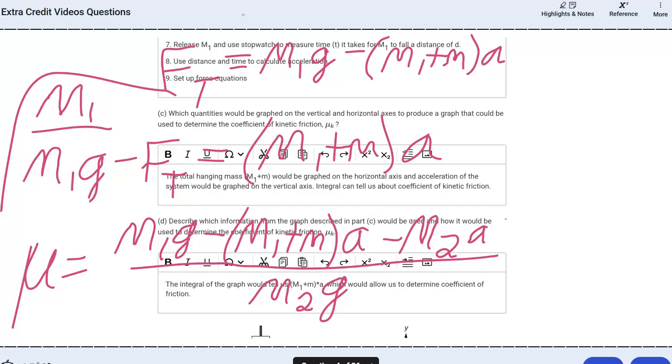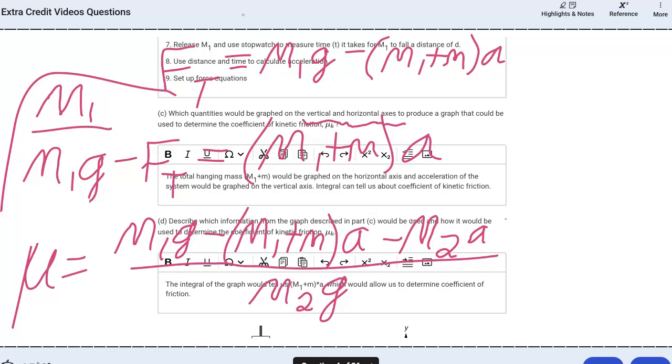So then we can set up our force equations. We can figure out mu, and then we're going to perform multiple trials with different masses, record acceleration for each trial, and then we can plot our values on a graph. And then it says which quantities would be graphed on the vertical and horizontal axes to produce a graph that could be used to determine the coefficient of kinetic friction.